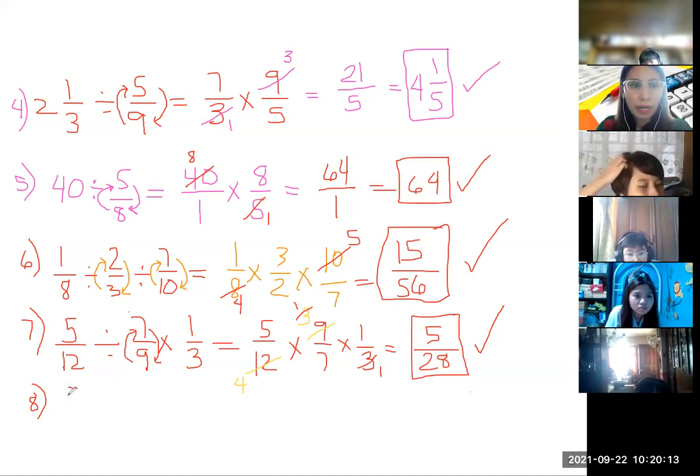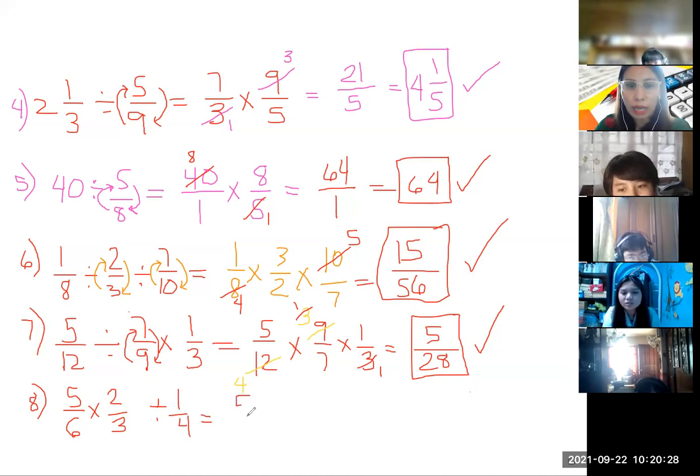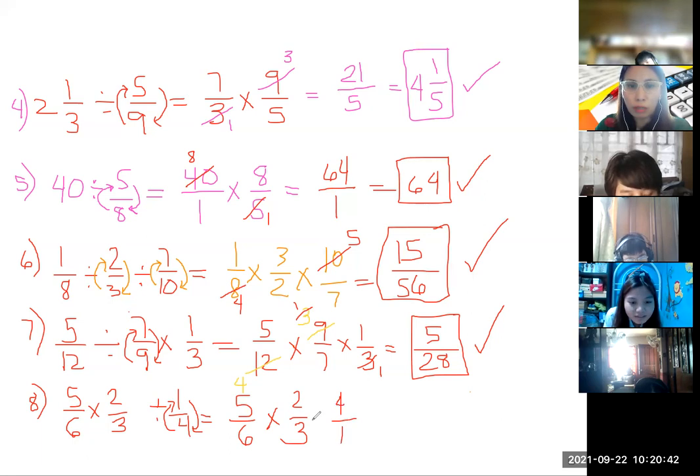Next, number 8: 5 over 6, times 2/3, and divide by 1/4. So, class, we just copy the fractions that are not inverted: 5 over 6 times 2/3. This time, it's the 1/4, so it becomes 4 over 1.